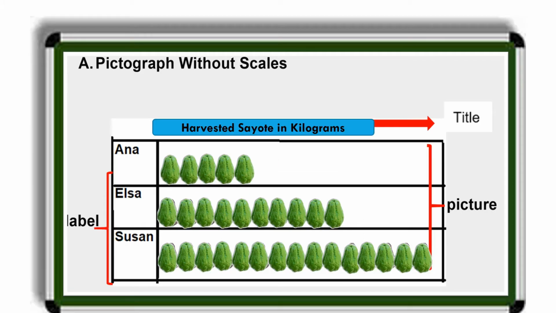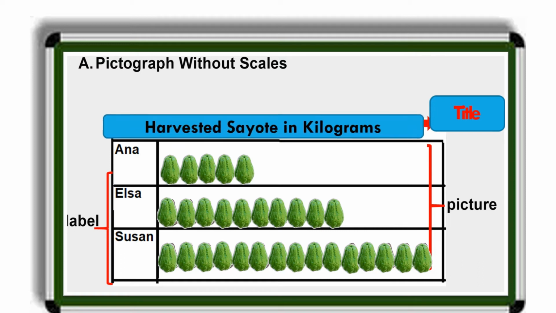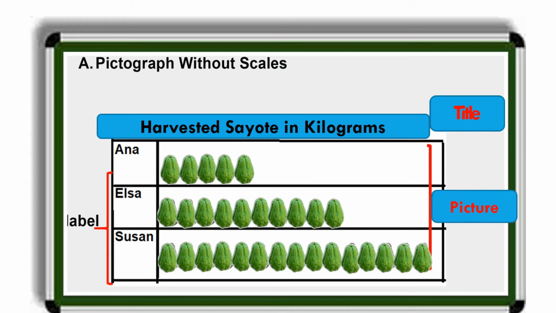To understand further, here are the parts of a pictograph. Number 1 is the title. This tells us what a pictograph is about. The title Harvested Sayote in Kilograms tells us that the pictograph is about the number of sayote harvested in kilograms. Number 2 is the picture. This tells us the given numbers of objects.